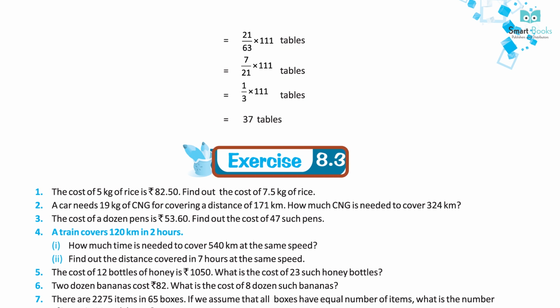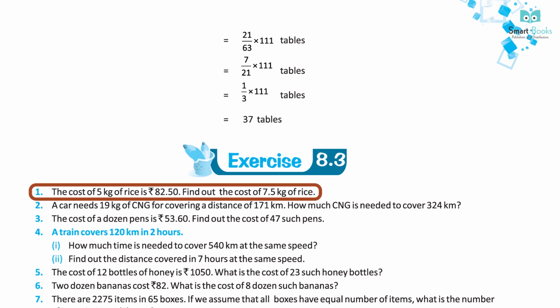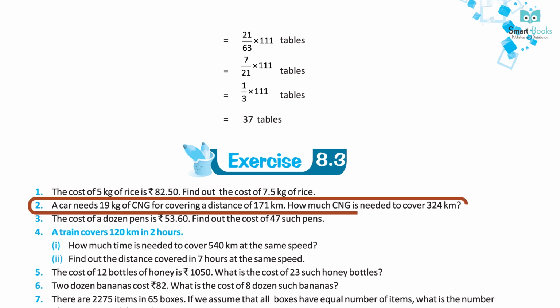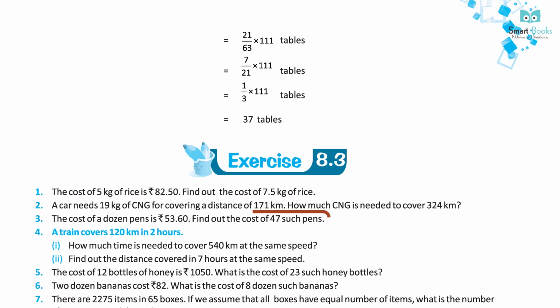Exercise 8.3. Question 1. The cost of 5 kg of rice is rupees 82.50. Find out the cost of 7.5 kg of rice. Solution. Rupees 123.75. Question 2. A car needs 19 kilograms of CNG for covering a distance of 171 km. How much CNG is needed to cover 324 km? Solution. 36 kilograms.